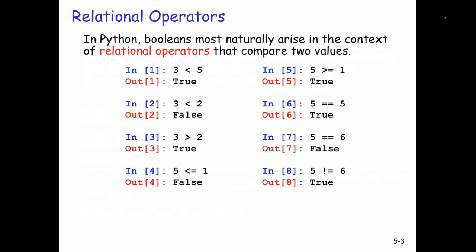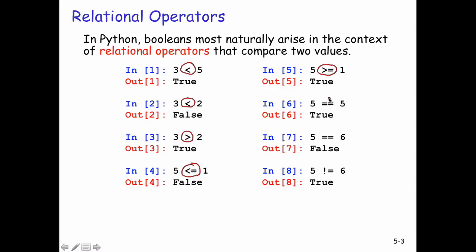Booleans arise naturally in the context of comparison or relational operators on numbers. For instance, if we ask, is 3 less than 5, that answer is true. But if we ask if 3 is less than 2, that answer is false. Is 3 greater than 2? That answer is true. Is 5 less than or equal to 1? That's false. Is 5 greater than or equal to 1? That's true.